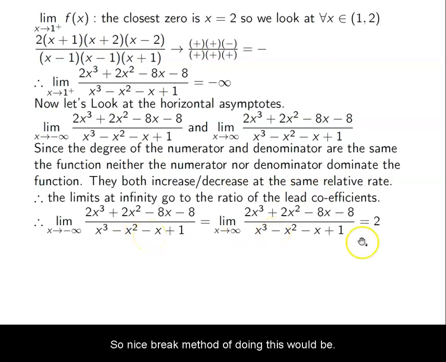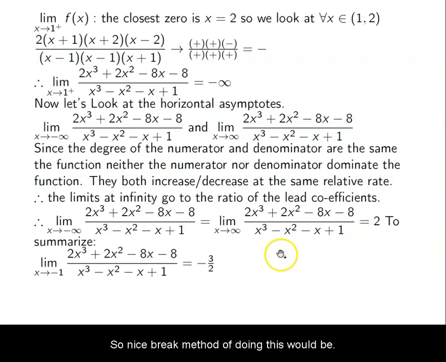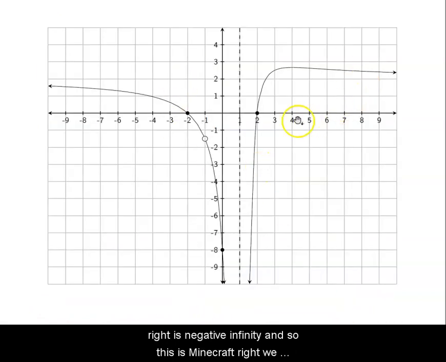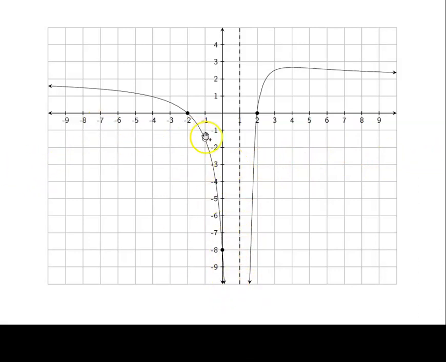An algebraic method of doing this would be, so let's summarize first before we go over this, right? So the limit as I go to -1 is -3/2. The limit as I approach 1 from the left and 1 from the right is -infinity. And so this is my graph, right? We've seen this graph a few times now, but notice now that I have my asymptote, and as I approach from the right, I go to -infinity. As I approach from the left, I have -infinity. When I approach my hole here, I go to -1.5.